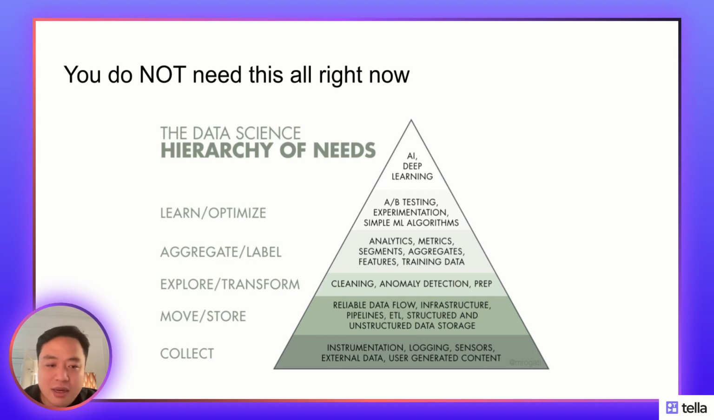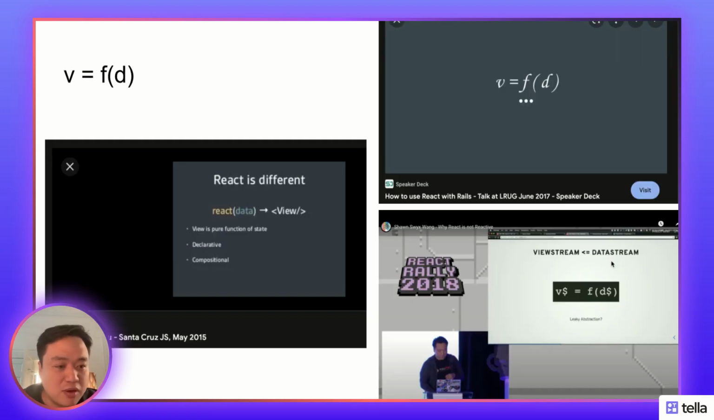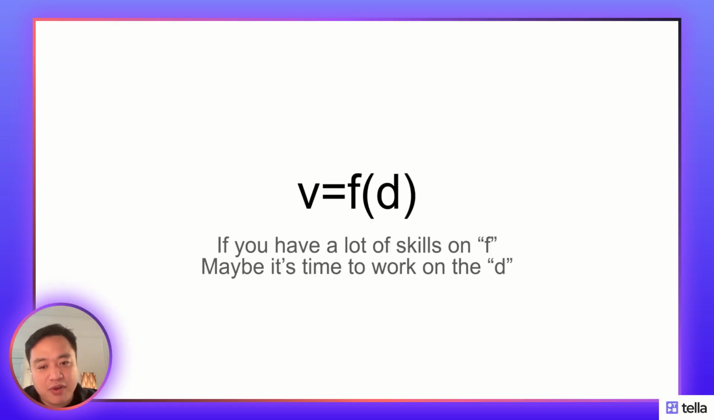So I'll end it off with this. If you're a front-end developer, or if you're primarily front-end, you're very familiar with the concept of V equals F(D). It's on a lot of React talks in 2015, 2017. And here's me in 2018 talking about V equals F(D). It states that view is a function of data. And I think as front-end developers or as UI and UX developers, we're very used to improving the F given a set of D that a backend developer might provide to you. But really, if you have a lot of skills on the F, maybe it's time to work on the D.